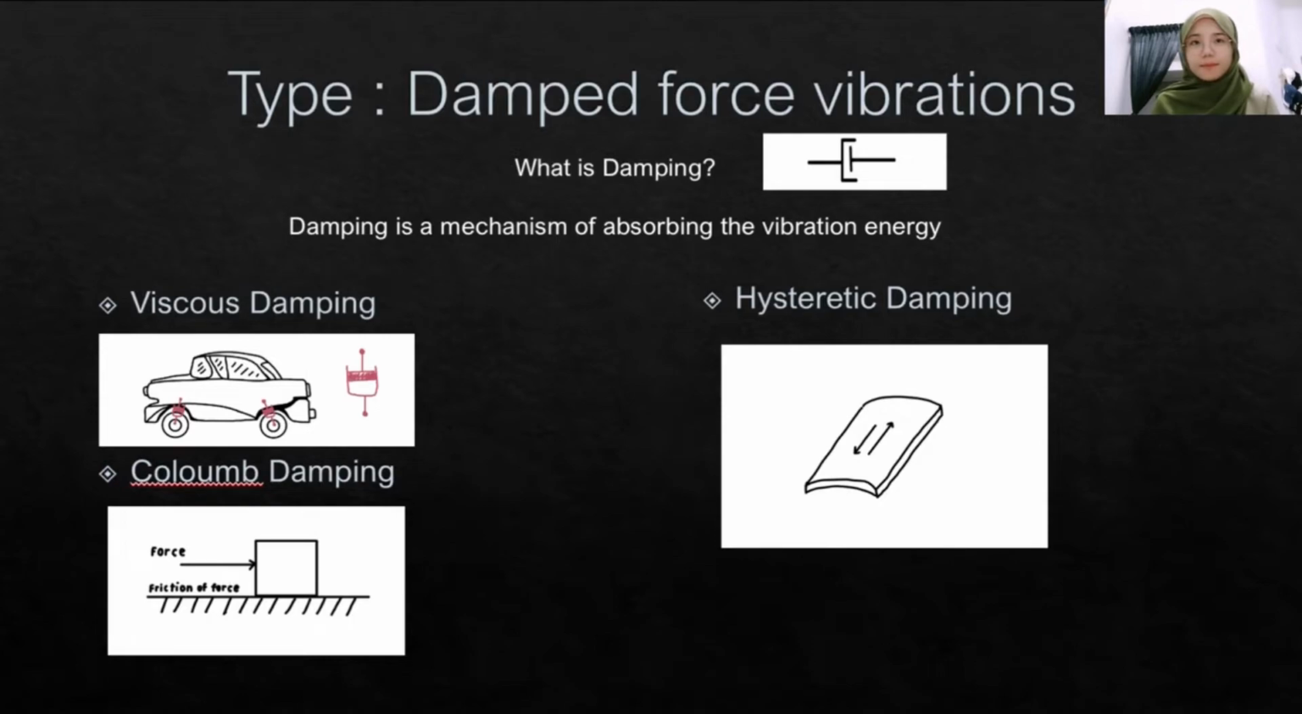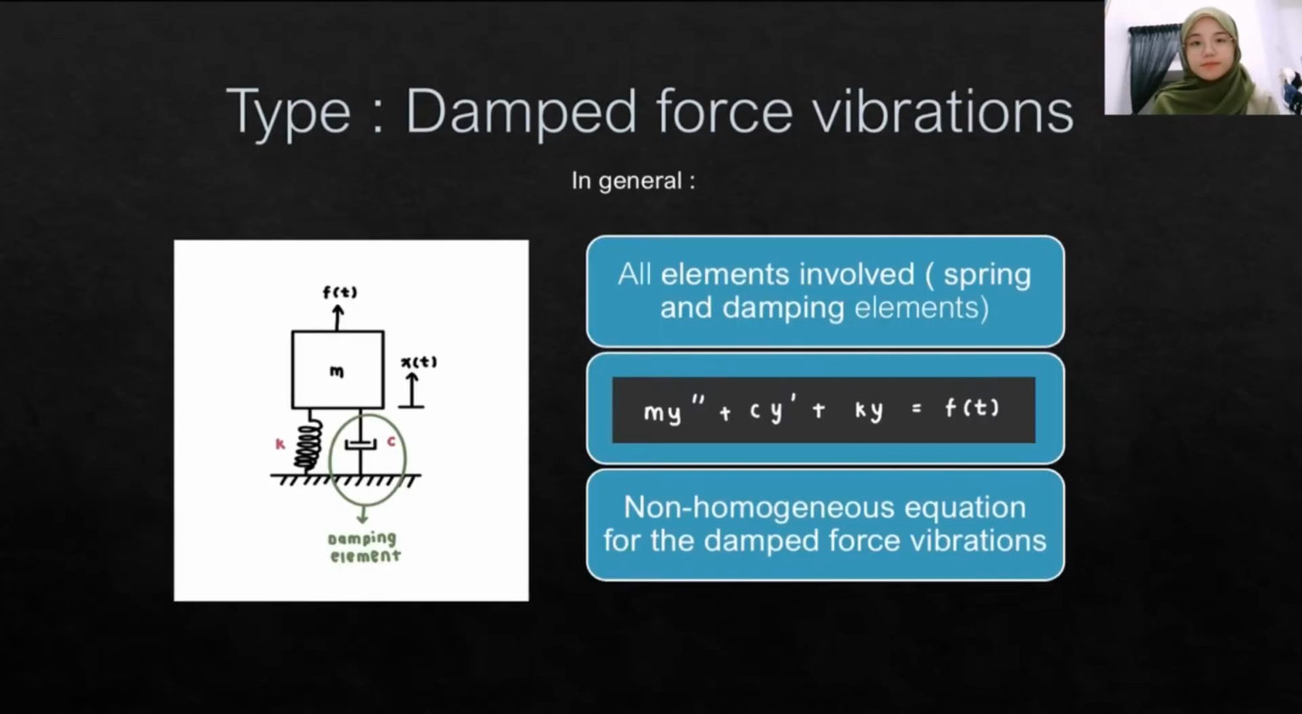The second type of damping is Coulomb damping. As an example, when we have an object moving on a rough surface, we will get a friction force against the motion of the object, which absorbs some of the kinetic energy. And lastly, hysteretic damping exists in a structure that is subjected to vibrations. The vibration energy in the structure is dissipated by the friction between the internal planes and the materials.